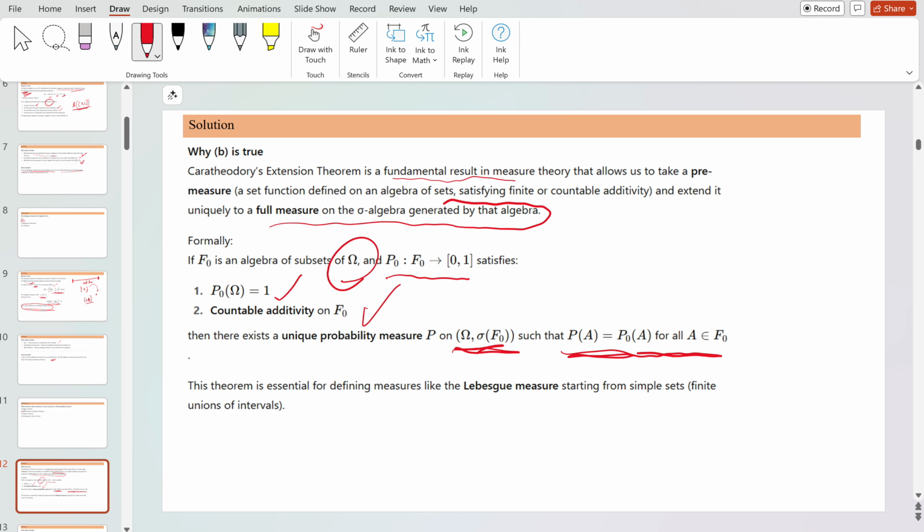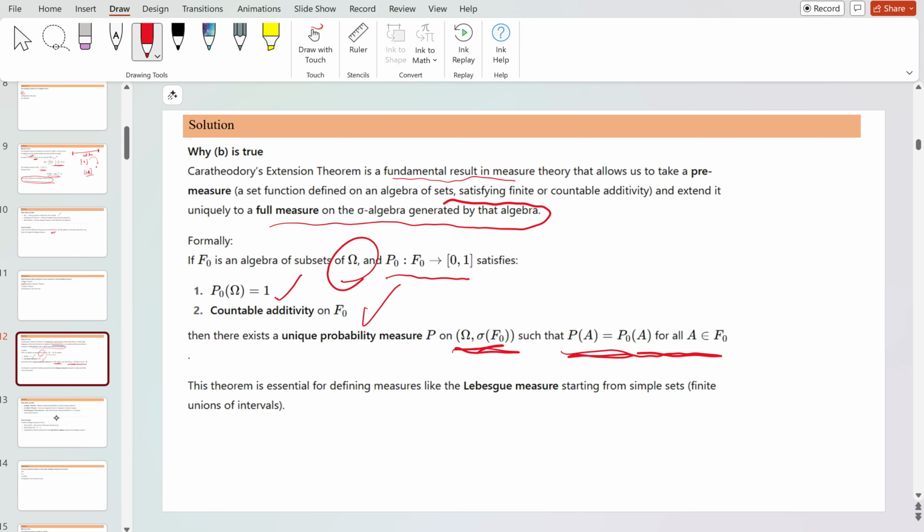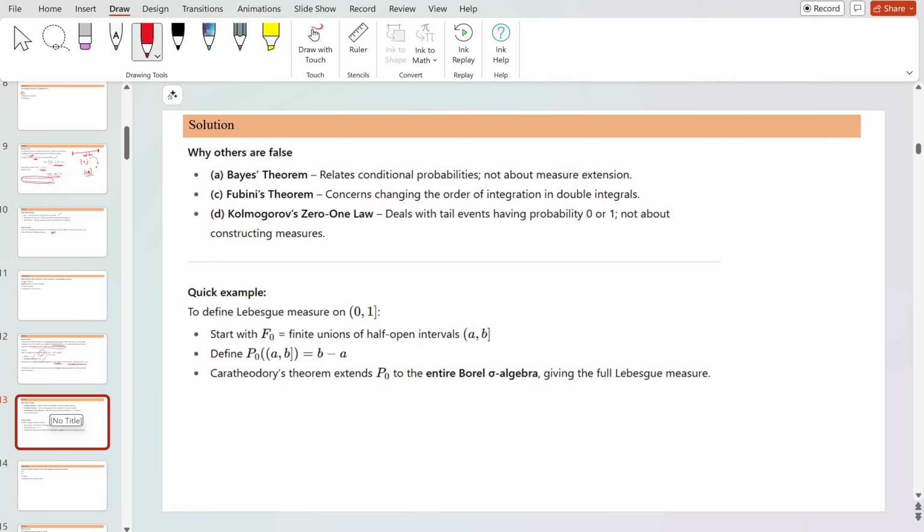Let's see why the other options are not correct. Bayes theorem relates to conditional probability, not to measure extension, so it does not come into this picture. Fubini's theorem is concerned with changing the order of integration in double integrals, when you change the integral from the inner side to the outer side based upon the area we are integrating over. That's why the second option, C, is not correct.